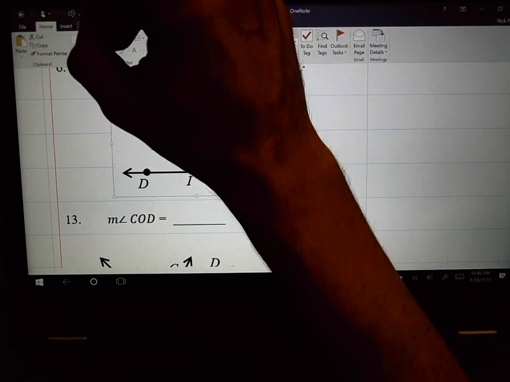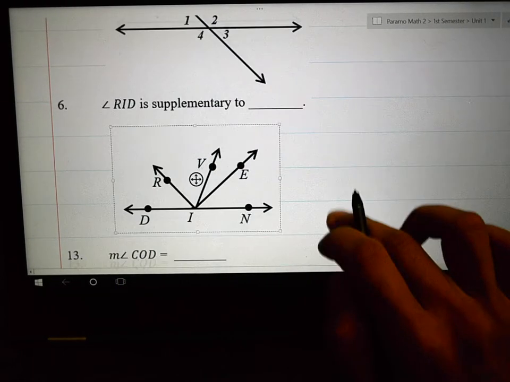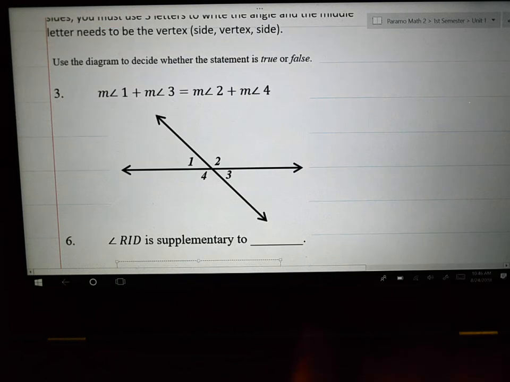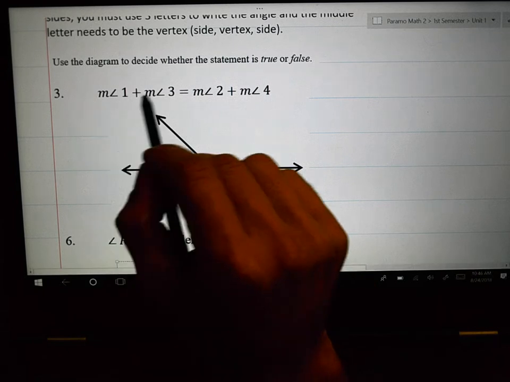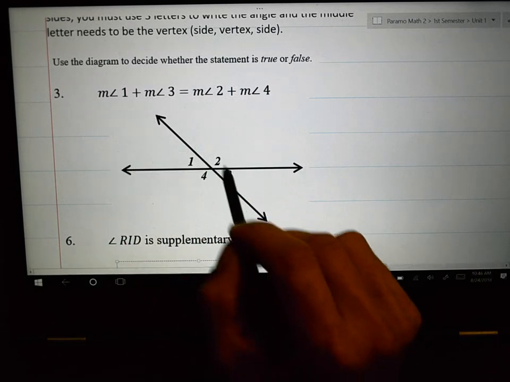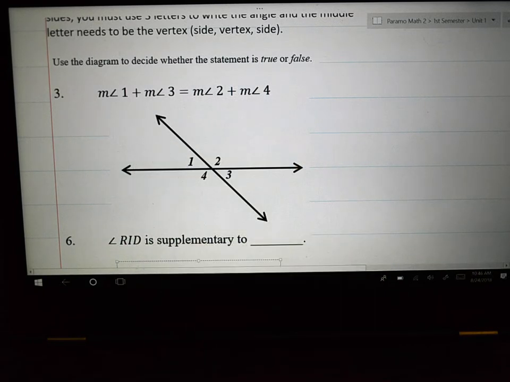Let me get my pen out and make sure it's red. So let's go ahead and do some examples. Since you have worksheet 1 already, here's number 3. Number 3 says, is this true or false? Does the measure of angle 1 plus the measure of angle 3 equal the measure of angle 2 plus the measure of angle 4? I want you to quickly discuss with the person you're sitting next to whether you think it is true or false. See what you and your partner think. Discuss, please.